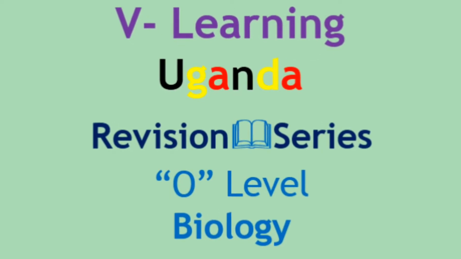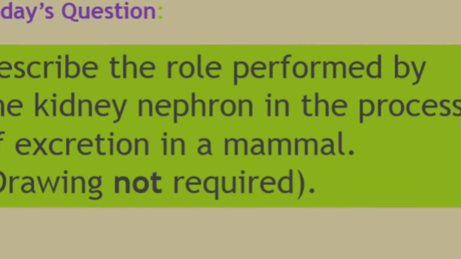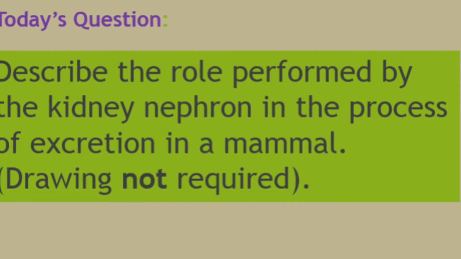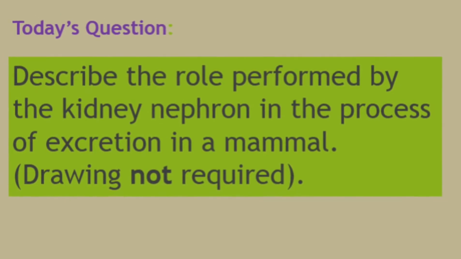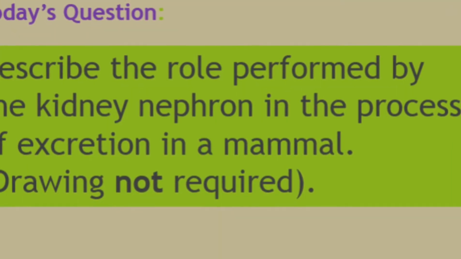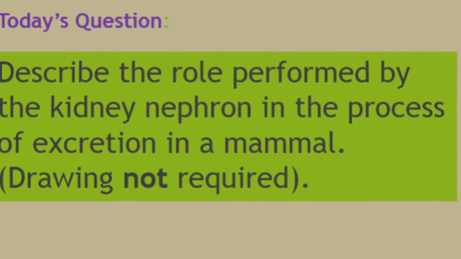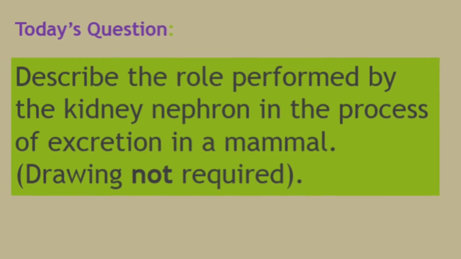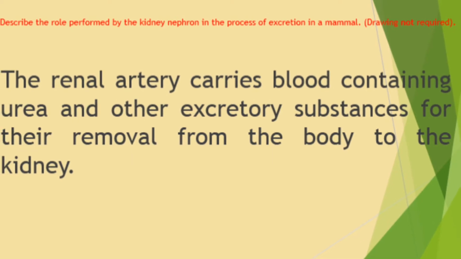Today we are looking at O-level biology and the topic of excretion. Our question for today is: describe the role played by the kidney nephron in the process of excretion in a mammal. Drawing is not required. Remember, excretion is the removal of toxic or poisonous waste products of metabolism from the body of an organism. So, what role is played by the kidney nephron?